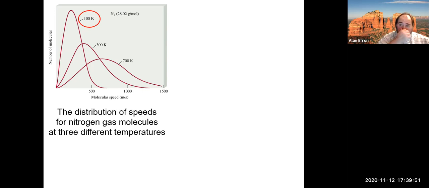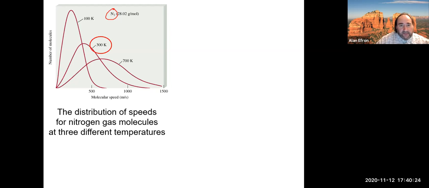So the next thing we're going to talk about is the speed at which gases travel, or the velocity at which gases travel. If we look, for example, at the first graph, we have the same gas, which is nitrogen in this case, at some different temperatures. What we can see is that as the temperature changes, the actual speed of the gas will also change.